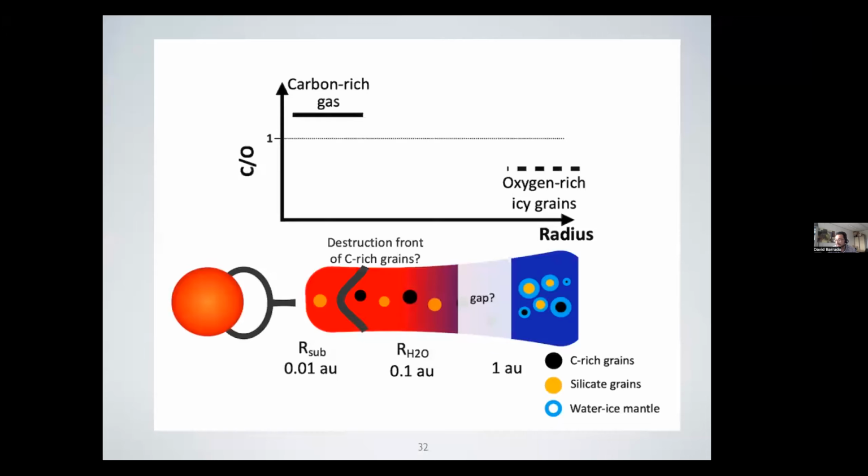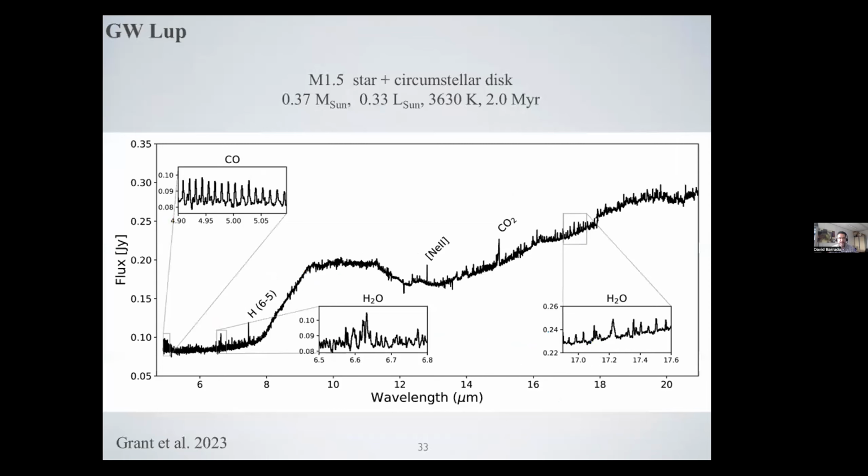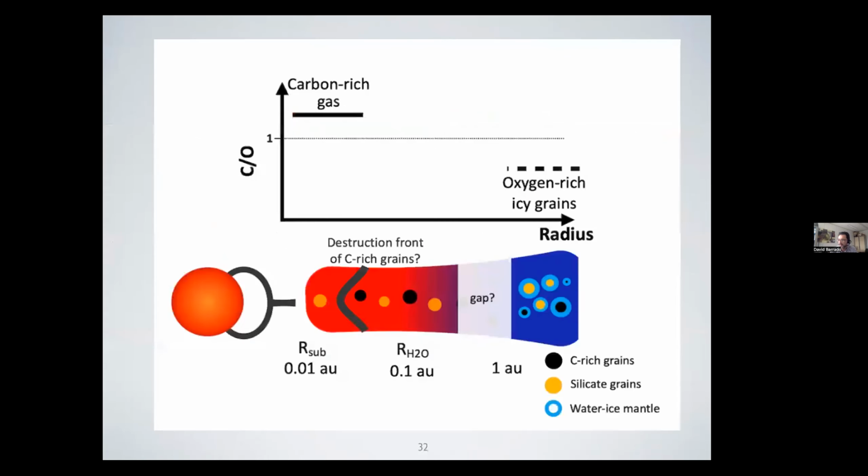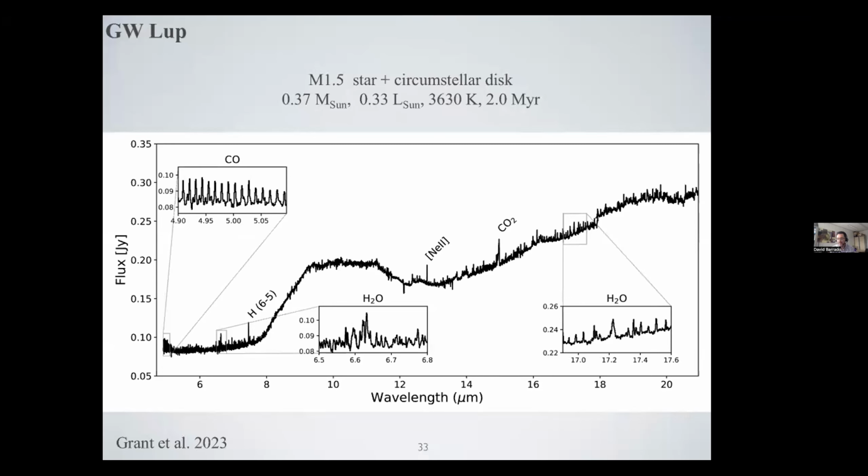So we can reconstruct this chemistry and, as I said, have a detailed look at how the grains are formed and evolved in time. Another object that is a little bit more massive is GW Lup, and it's warmer also. And you remember, I'm going back to show you the shape of the spectrum taken with MIRI.